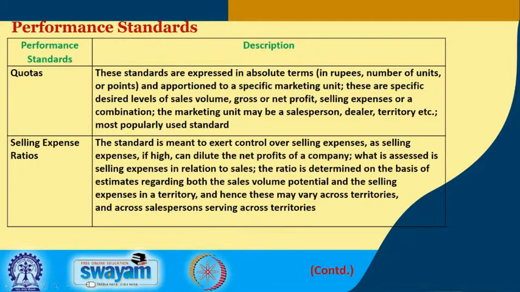Now quotas are standards which are expressed in absolute terms, and they are apportioned to a specific marketing unit. The specific marketing unit here could be a salesperson, a branch, a dealer, or a territory, and the desired level of sales volume, gross profit, net profit, selling expenses, or a combination of all of them are actually specified. So this is one of the most popularly used performance standards, and we shall have a separate discussion on quotas in our lectures next week.